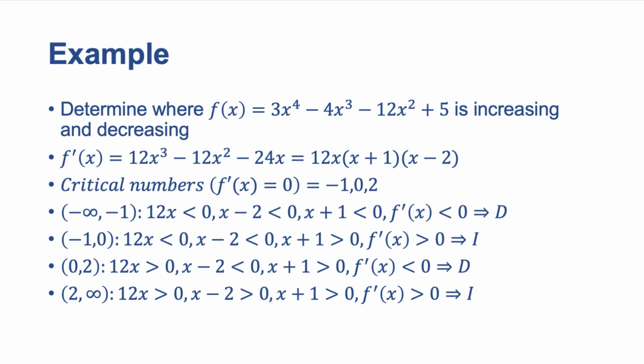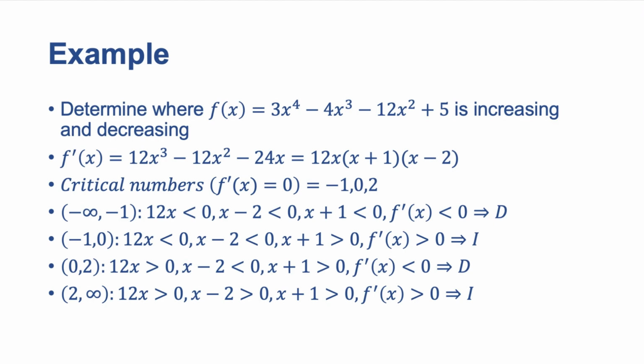Finally, we are going to try 2 to infinity, our last interval. 12x is greater than 0. x minus 2 is greater than 0. x plus 1 is greater than 0, and that means that f prime of x, our derivative, is greater than 0. Thus, we are increasing on that interval. So we've made an increasing-decreasing chart here, and this will allow us to better describe the way our graph works. All right.